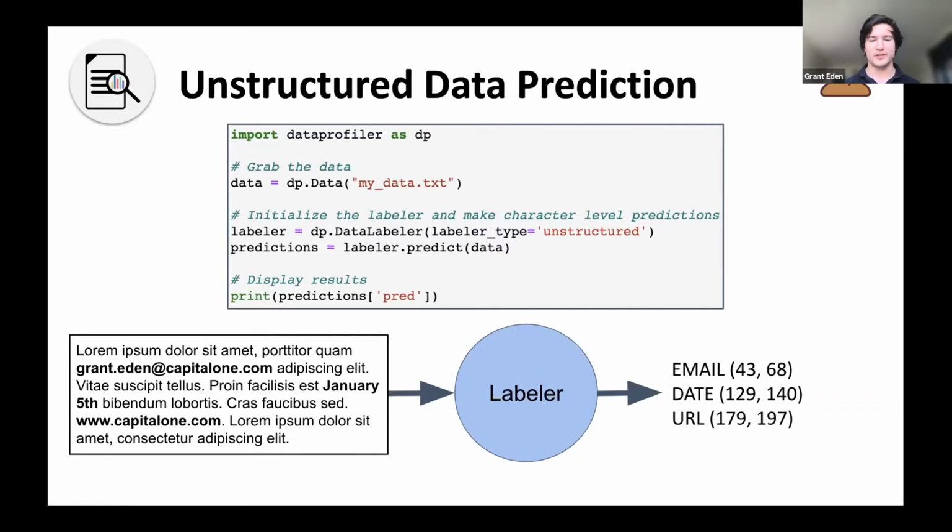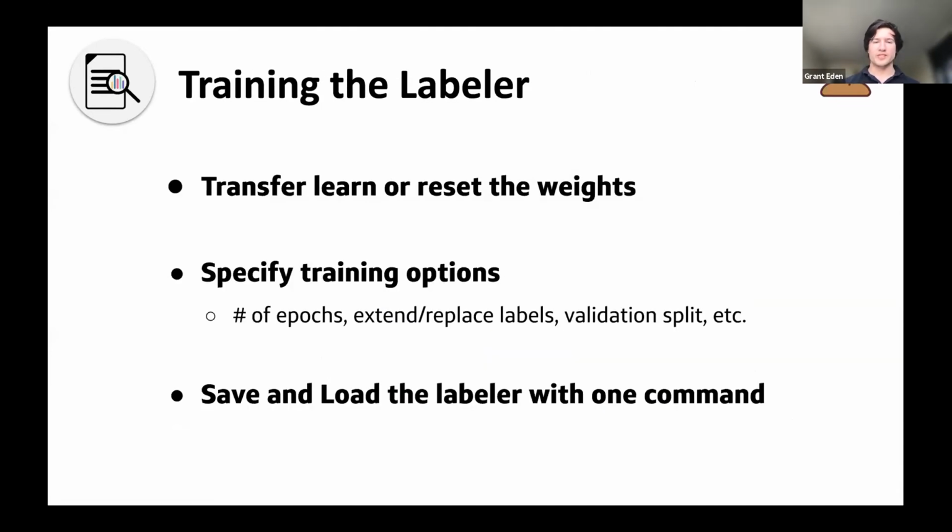And then you send in your text file, and we'll actually give you back the sensitive data labels and where they are. So clearly there's an email from character 43 to character 68, date from 129 to 140, and so on. So if we keep going, we can actually train the labeler fairly easily.